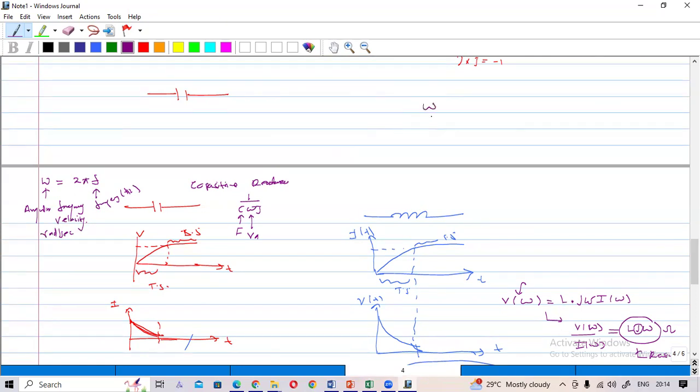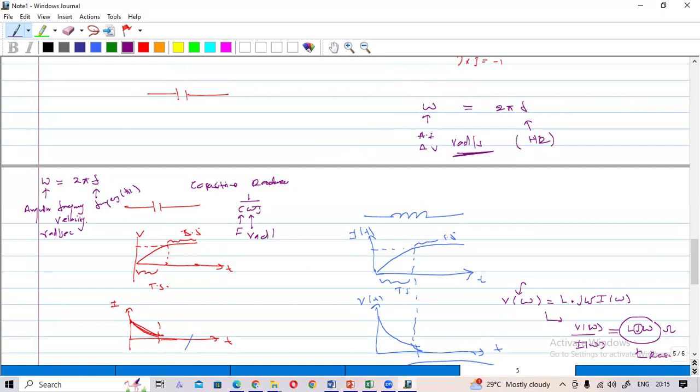Omega is the angular frequency or angular velocity measured in radian per second, and it is equal to 2πf. F is the normal frequency measured in hertz. So this omega is the frequency measured in radian per second, and this J is the complex value. So that is 1 over C omega J. That is the capacitive reactance.